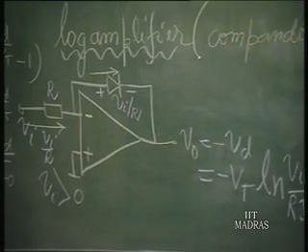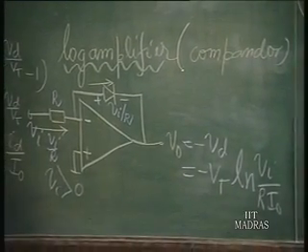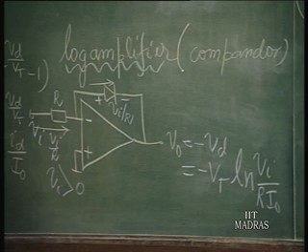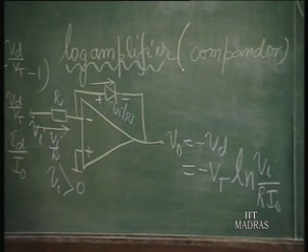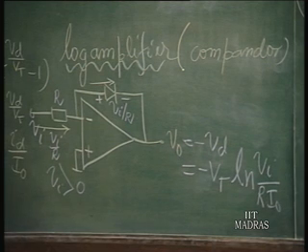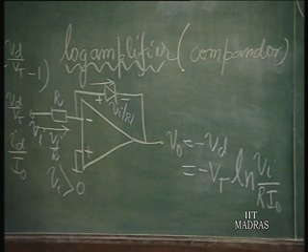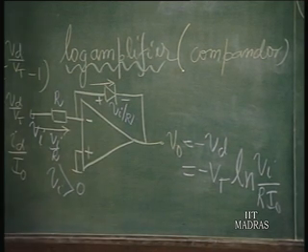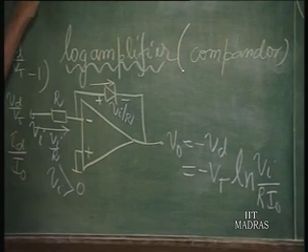Is this understood? Now, the same thing can be done using a transistor also. So, what do we do? The emitter base junction of a transistor is similar to that of a diode, that we know. So, suppose we have a transistor instead of a diode.